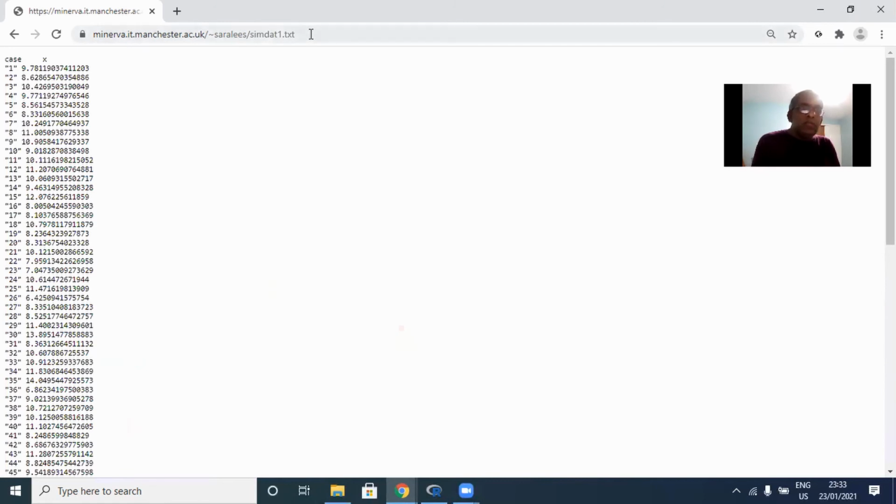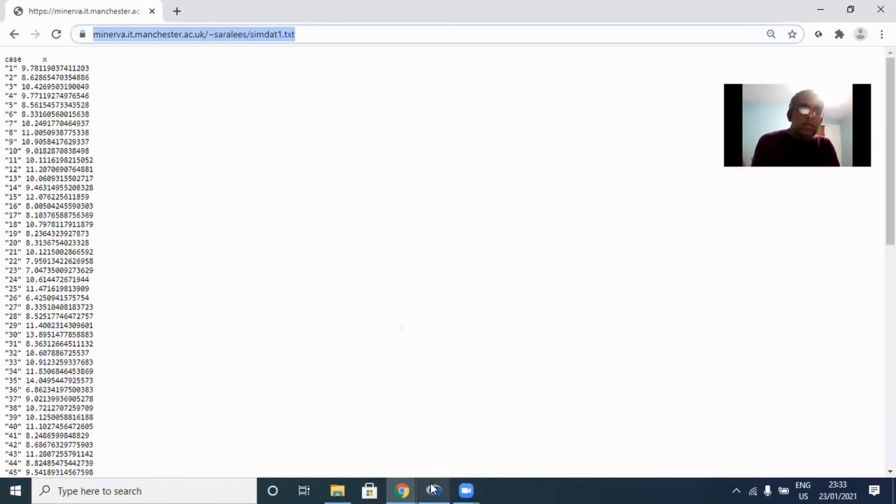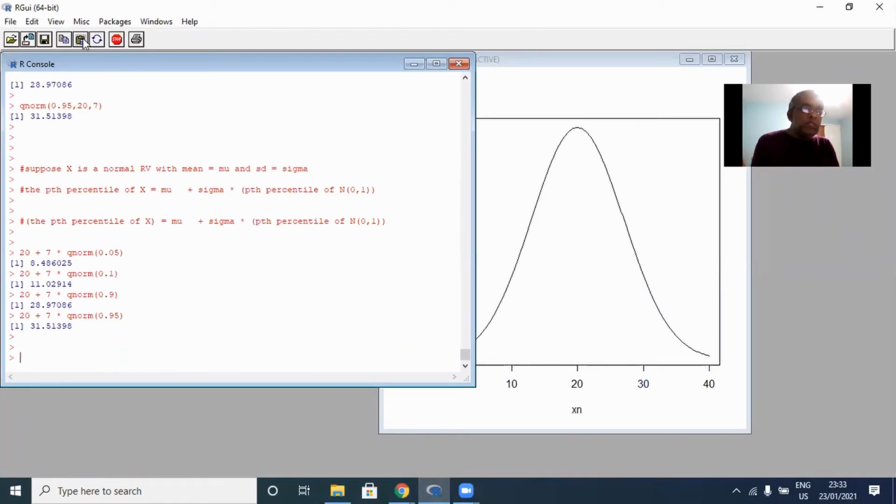All right, let's copy the URL and paste it here. Then I'm going to use the read.table command, with header equal to true, and let's call this sim data.